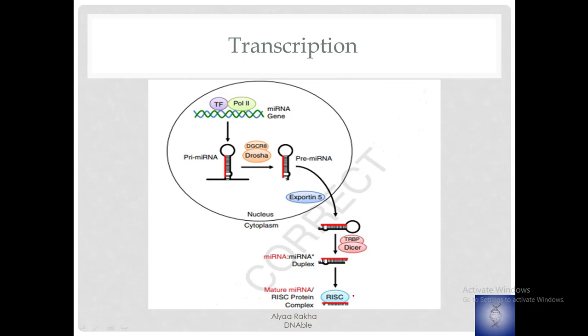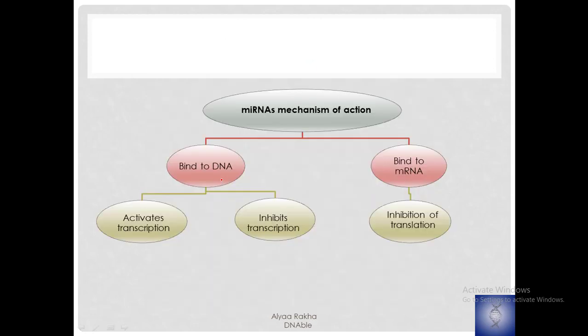The microRNA is usually combined with the RISC protein, which is necessary for the microRNA mechanism of action. The microRNA's mechanism of action is to either bind to DNA, which is an uncommon pathway, or to bind to mRNA, which is a traditional pathway. By binding to DNA, microRNAs can activate or inhibit the transcription of a gene. Binding to mRNA causes the inhibition of translation of that mRNA.